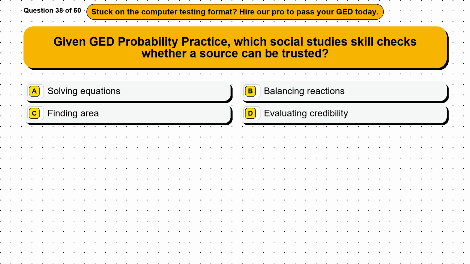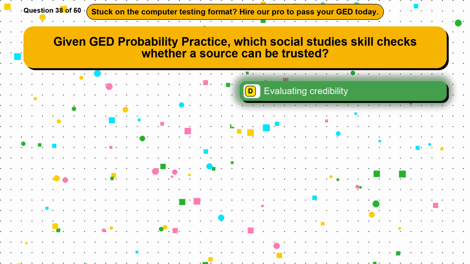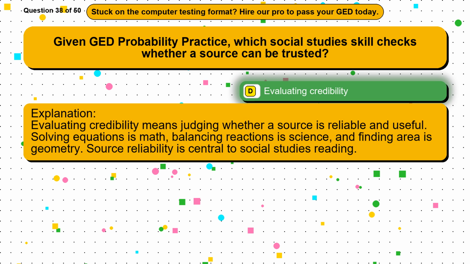Question 38. Given GED probability practice, which social studies skill checks whether a source can be trusted? Option A, solving equations. Option B, balancing reactions. Option C, finding area. Option D, evaluating credibility. The correct answer is option D, evaluating credibility. Evaluating credibility means judging whether a source is reliable and useful. Solving equations is math, balancing reactions is science, and finding area is geometry. Source reliability is central to social studies reading.